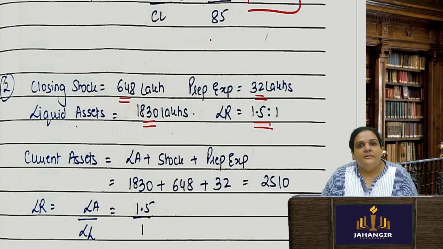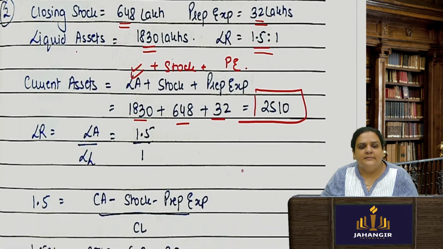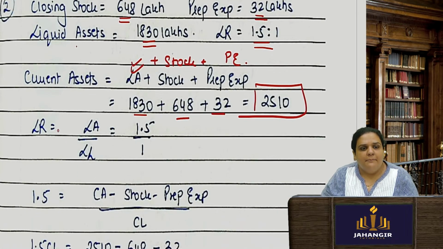Okay. Now, what is current assets? Current assets will be all your liquid assets plus your stock plus your prepaid expense. So, liquid assets is given, stock is given, prepaid expense given. I got my total current assets. Now I'll put this ratio.